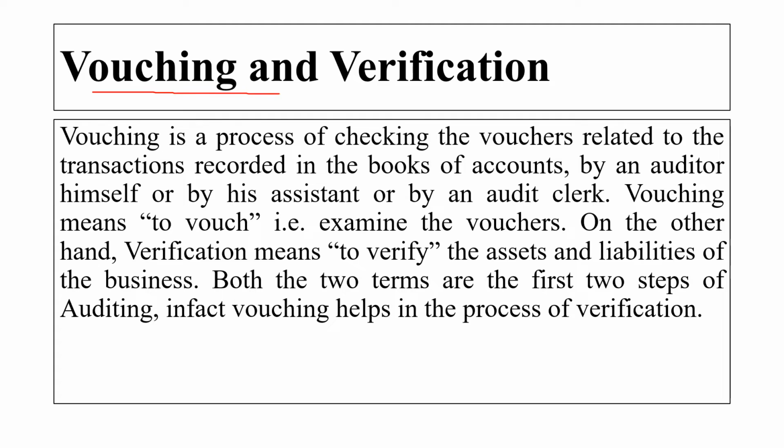Then there is vouching and verification. Please understand this. Vouching is a process of checking the vouchers related to the transactions recorded in the books of account by the auditor himself or by his assistant or by an audit clerk. So what does vouching mean? Vouching means the process of checking the vouchers. Whatever vouchers are there in the organization will be checked by the auditor or his assistant or the audit clerk. Vouching means to vouch, to examine the vouchers.